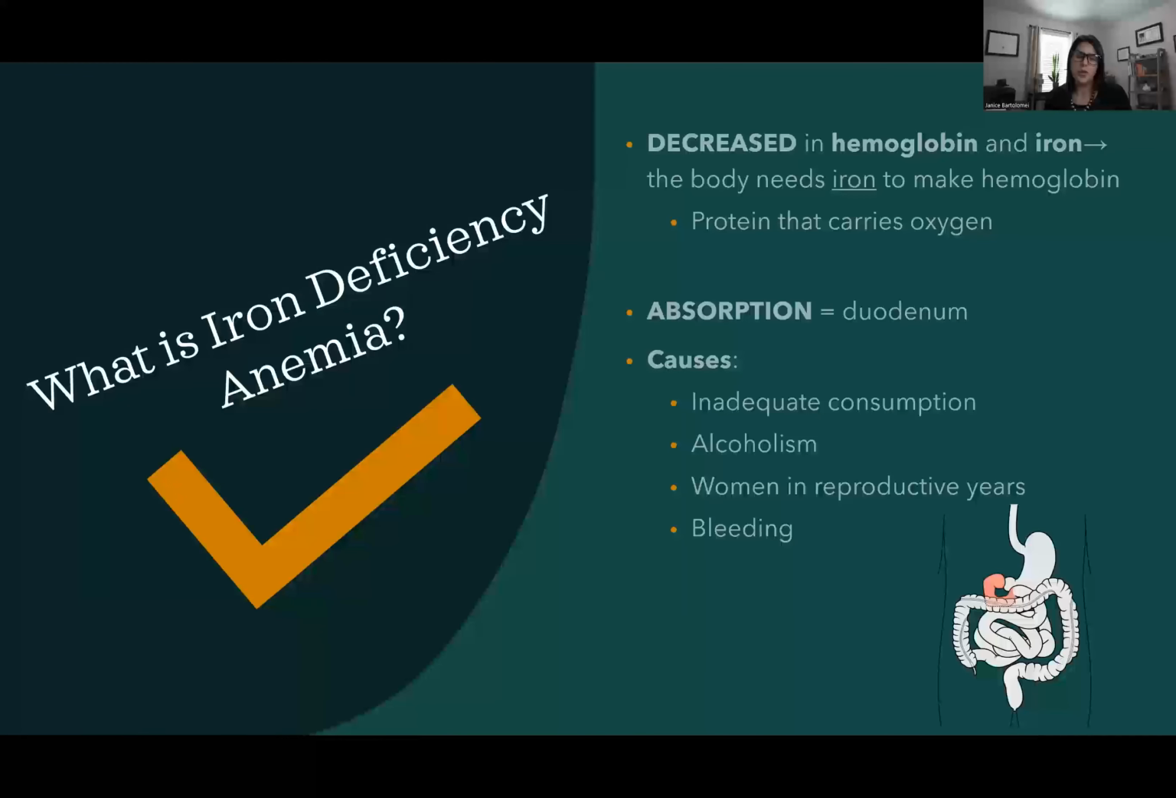Now, one thing to put in your notes, I have a picture here of the GI tract, because the absorption of iron happens in the duodenum. So individuals who get gastric bypass or surgeries to lose weight basically suffer from anemia, and they have to supplement a lot of vitamins and nutrients because of that.